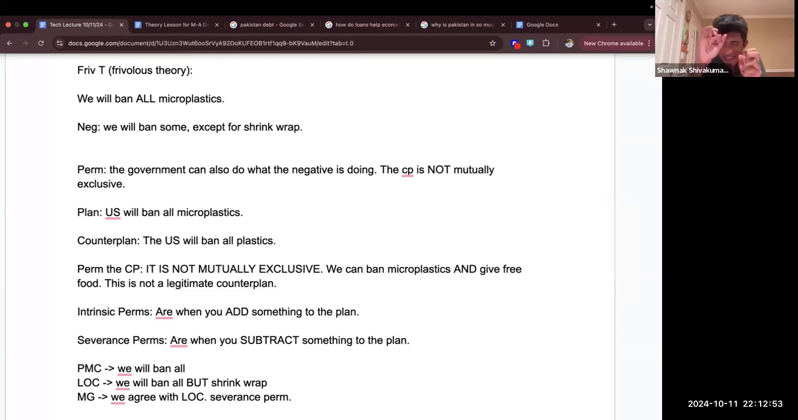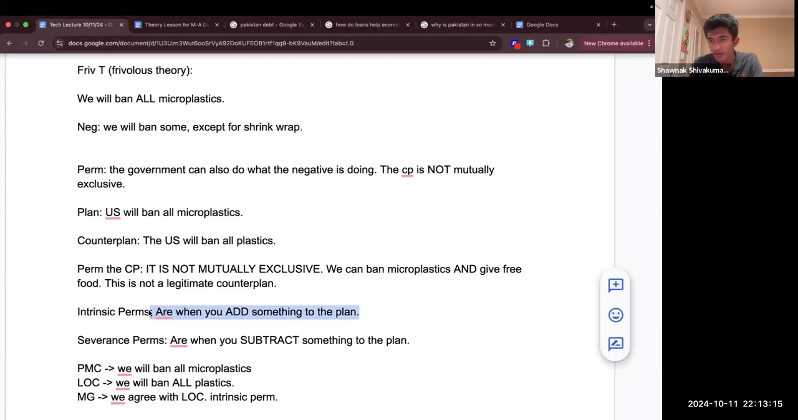So we're not just banning the tiny microplastics, we're going to ban the big plastics, something like that. So in this case, we'll ban all plastics, all microplastics. This is when we agree with LOC, intrinsic perm. Right? You're adding something to the plan. So do you have the two types of perms?